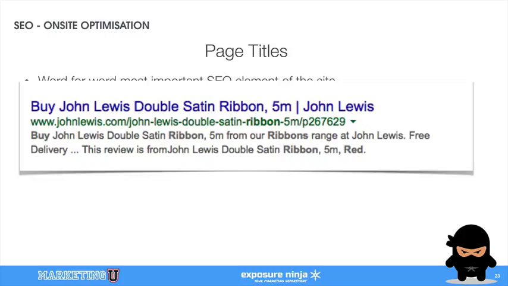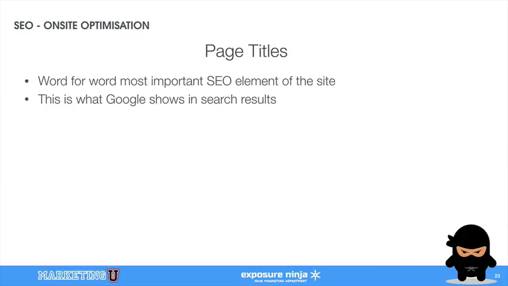So when we're analysing a competitor's on-site SEO, we want to take particular attention to these page titles. Now, in particular, the page title used on their homepage can be very useful, because this often tells us the sort of keywords which they want the whole website to rank for.